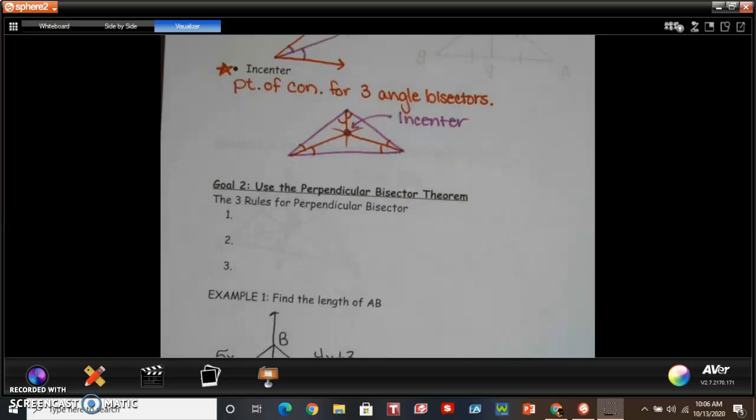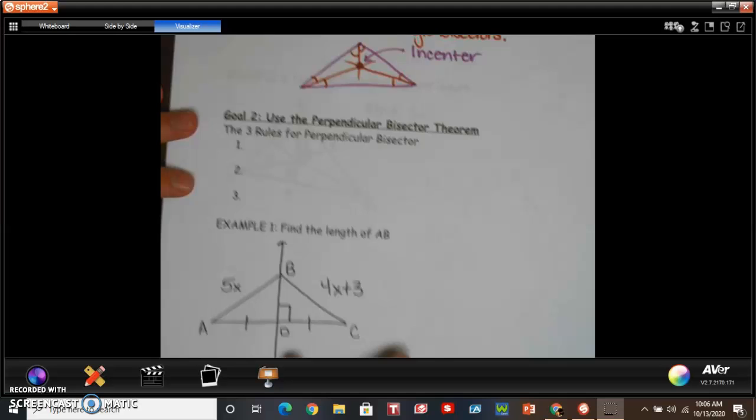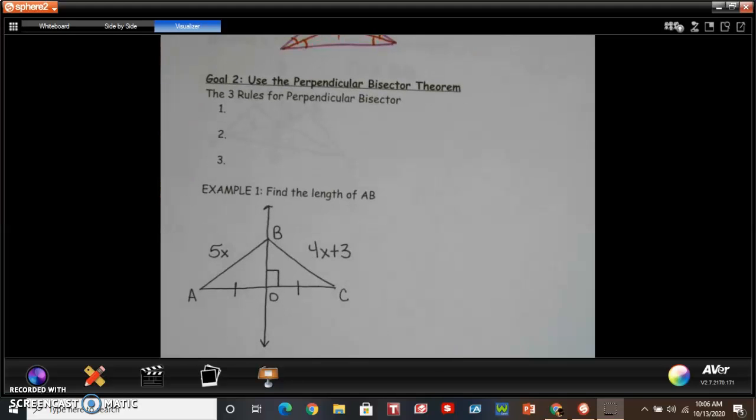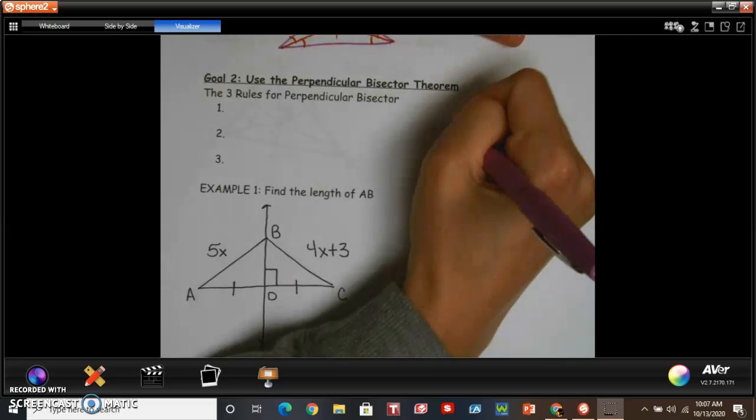All right, so let's continue talking about our perpendicular bisector. I like to take the perpendicular bisector when it comes to the theorem. It's talking about if we have a triangle happening and breaking it down into 3 parts. So let's say we have a triangle.